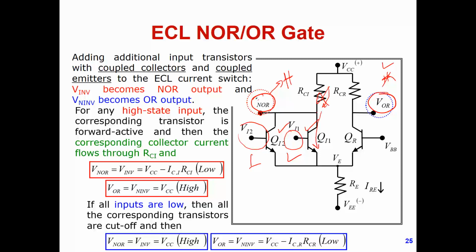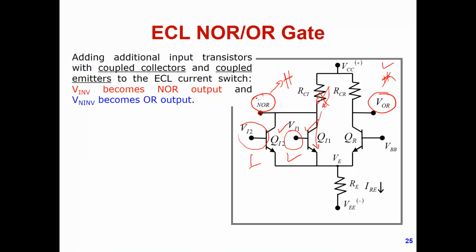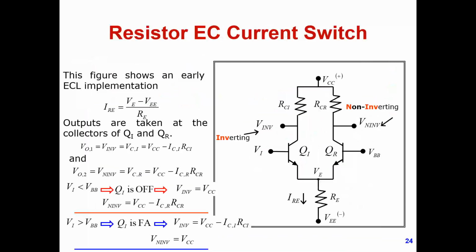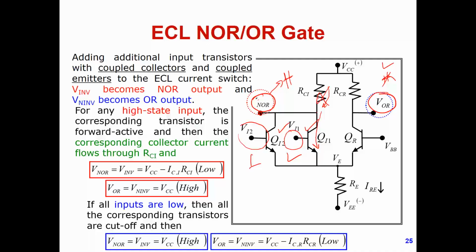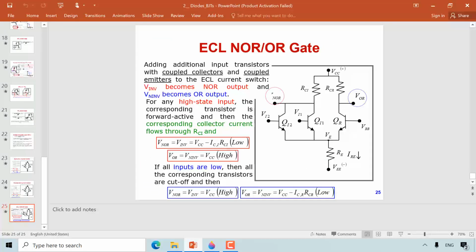Okay, all right, and with ECL, we conclude our discussion for the BJT family and diode family gate implementation of gates.